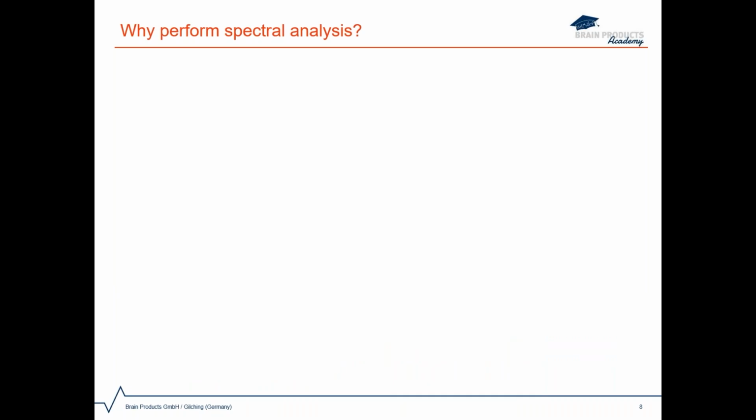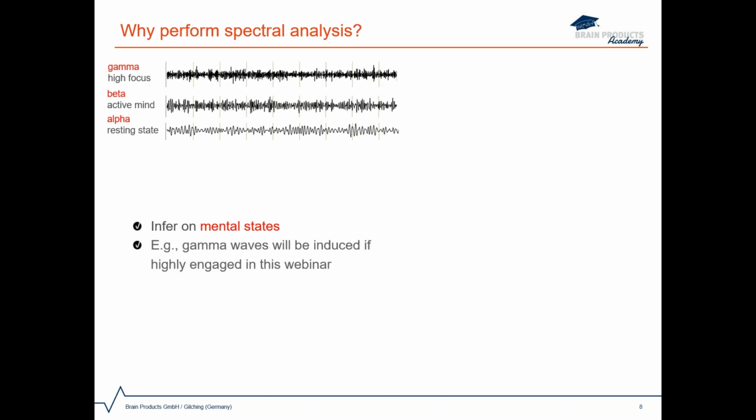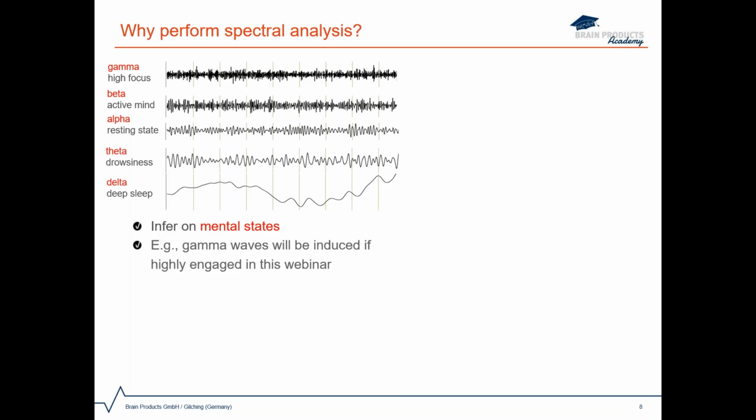By investigating the frequency content of these oscillations, we can infer different mental states. For example, when you are awake and calm, your brain will generate more alpha waves. If you are highly focused on what I'm talking about and actively engaged in the webinar, beta or gamma oscillations will be induced in your brain. But if I bore you, your brainwave will be dominant with theta waves, and maybe even delta waves if you fall asleep. But I hope this is not the case.